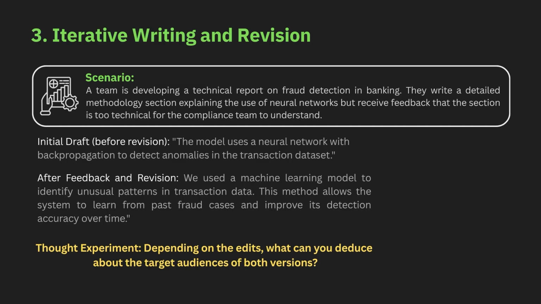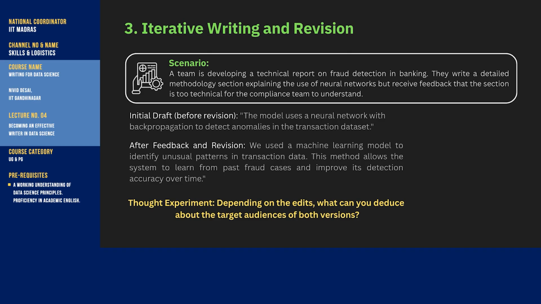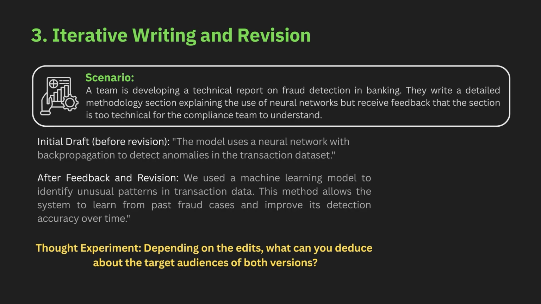After the feedback and revision, this is what it can evolve into, an improved version. We used a machine learning model to identify unusual patterns in transaction data. This method allows the system to learn from past fraud cases and improve its detection accuracy over time. If you look at this clearly, the purpose of the method has been made clear. The utility of the method has been made clear. There is no diving deep into how the method works, because that is not something that the compliance team will be interested in and nor, like I said, competent to understand.